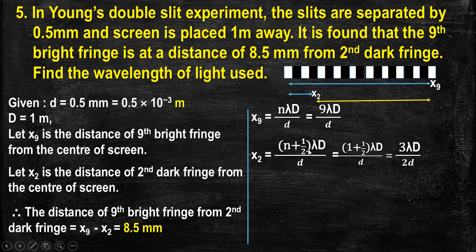So again you have to put the value of n here. While putting the value of n in the condition for dark region, you have to be very, very careful. If you are taking n plus 1 by 2, then you have to write 1 in place of second dark fringe.